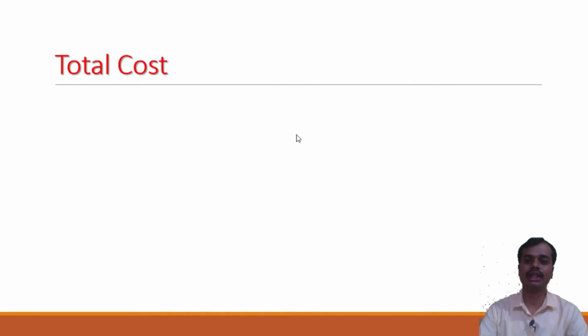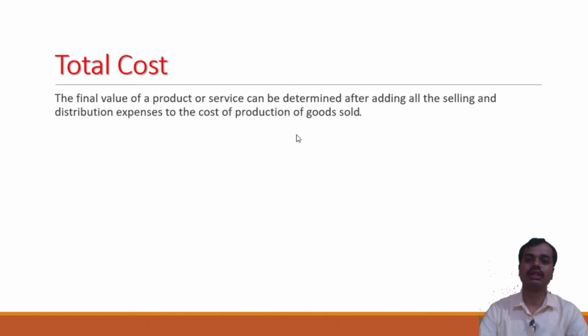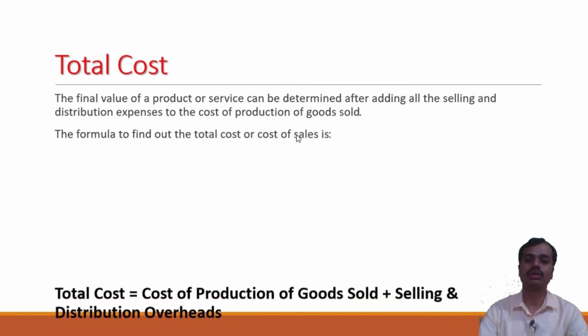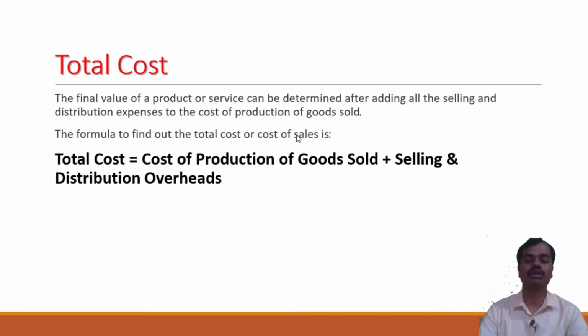Next concept is total cost. The final value of product or service can be determined after adding all the selling and distribution expenses to the cost of production of goods sold. The formula to find out the total cost or cost of sale is: total cost is equal to cost of production of goods sold plus selling and distribution overheads.